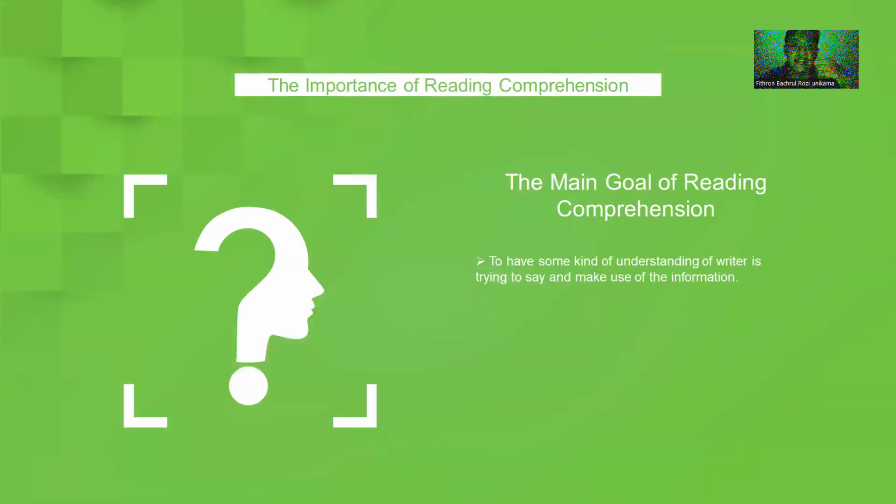Okay, the last topic is the importance of reading comprehension. The main goal of reading comprehension is to have some kind of understanding of what the writer is trying to say and make use of the information. For example, you make use of the information for facts or data, or something else like that, and you understand the information and find the message that writers want to say to the reader.